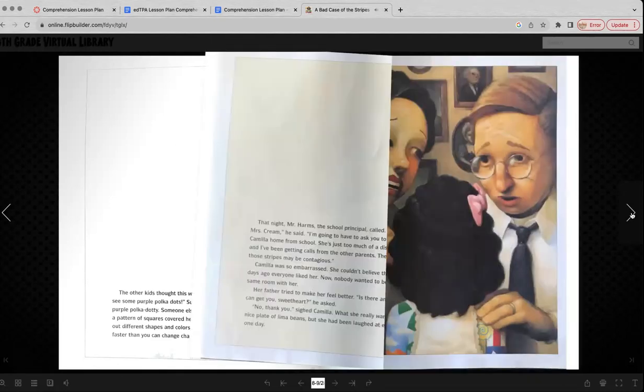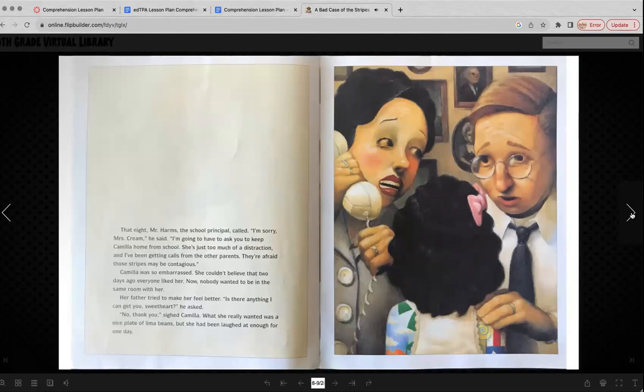Yes. That night, Mr. Harms, the school principal, called. "I'm sorry, Miss Cream," he said. "I'm going to have to ask you to keep Camila home from school. She's just too much of a distraction. I've been getting calls from parents that they're afraid that those stripes might be contagious."